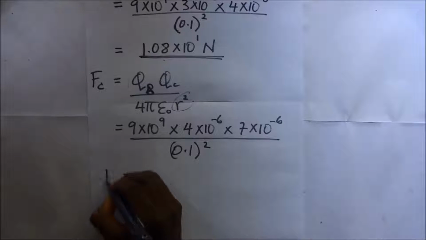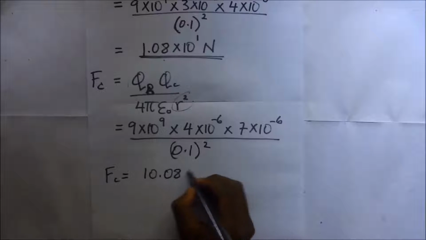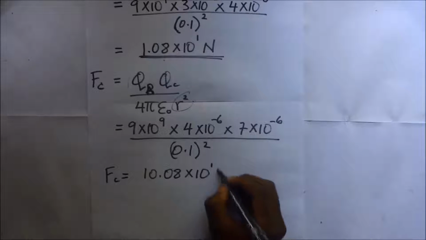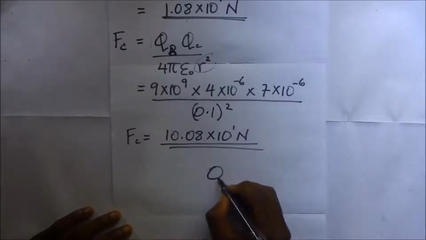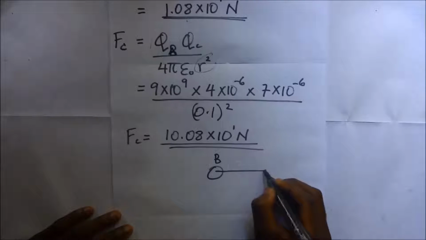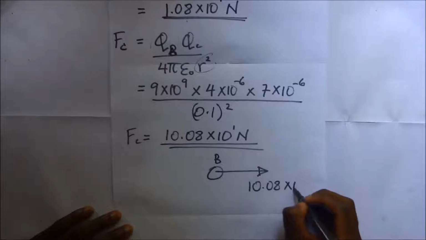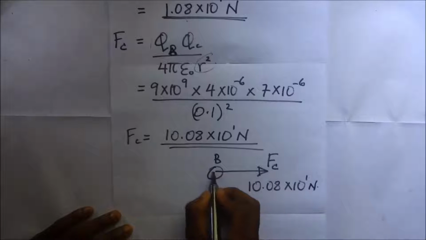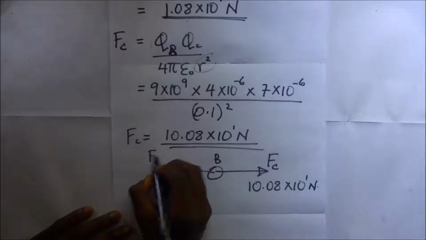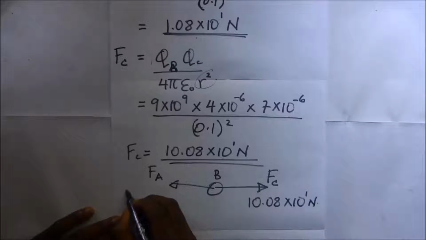And our answer here for Fc is going to become 10.08 times 10 to the power 1 newtons. So we have our particle B. Our particle B is experiencing a force in that direction of 10.08 times 10 to the power 1 newtons. That is the force due to particle C. And it is also experiencing a force due to particle A, which we already got as 1.08 times 10 to the power 1.